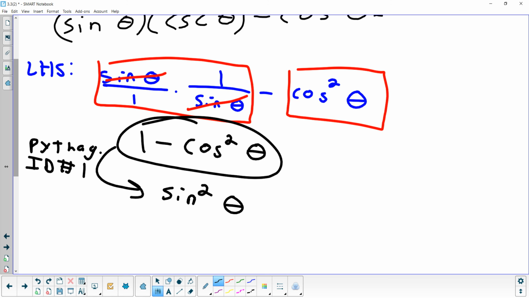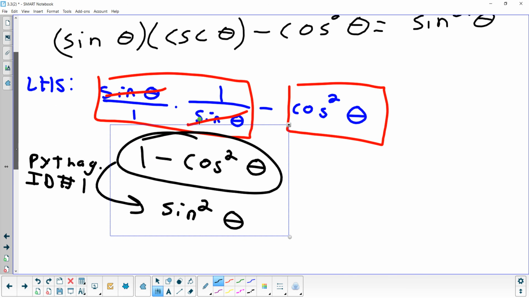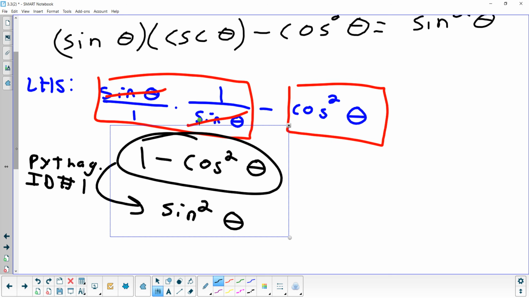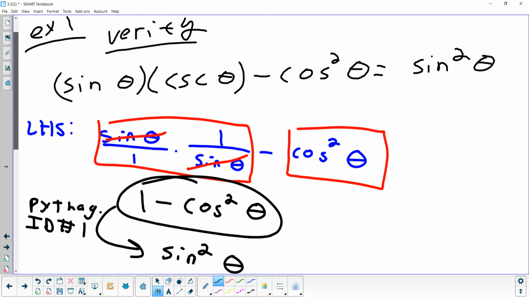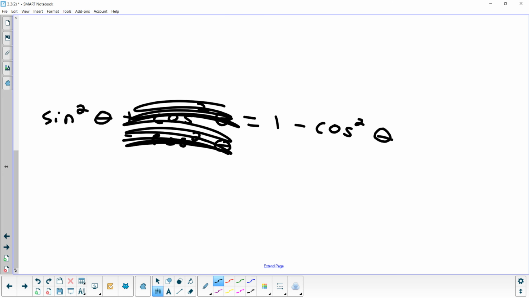That's the reason why. Now let's scroll back up and see if that's what they had on the right-hand side, then we're done. They wanted you to get sine squared, and we did. So it involved using a reciprocal identity, canceling, and then recognizing that what you had was really a Pythagorean identity, just rearranged. Okay, any questions on that one? All right, let's try another one.